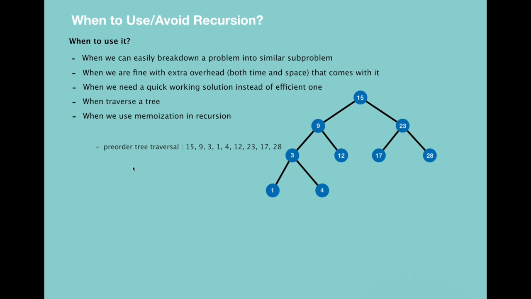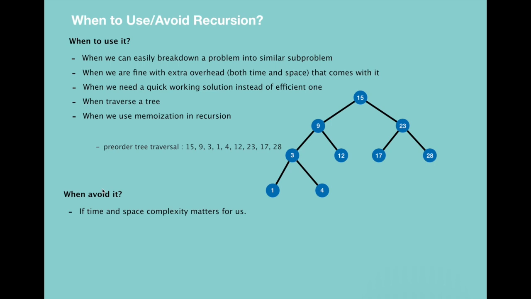Let's continue to see in which situations we cannot use recursion. So here we can easily say that when we face the reverse case of these cases we mentioned here, we cannot use recursion. So if we cannot divide our problem into similar subproblems, this means that recursion cannot be used. And if time and space complexity matter for us, then recursion is not advisable.